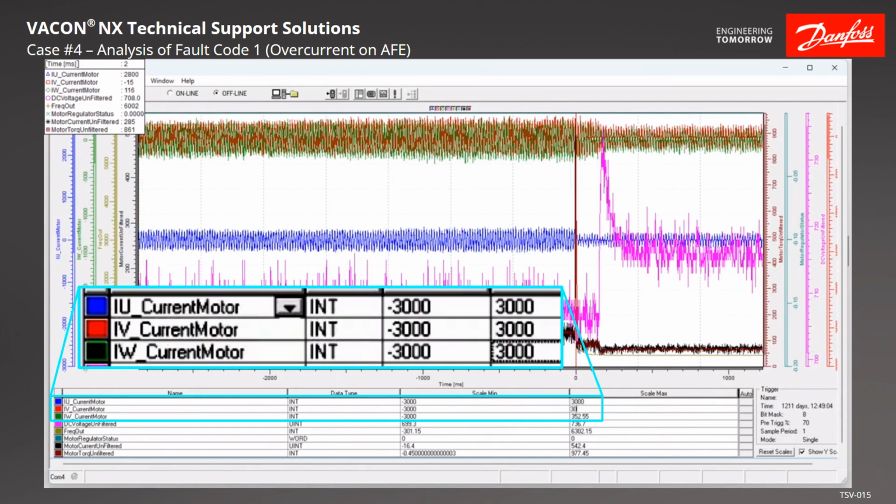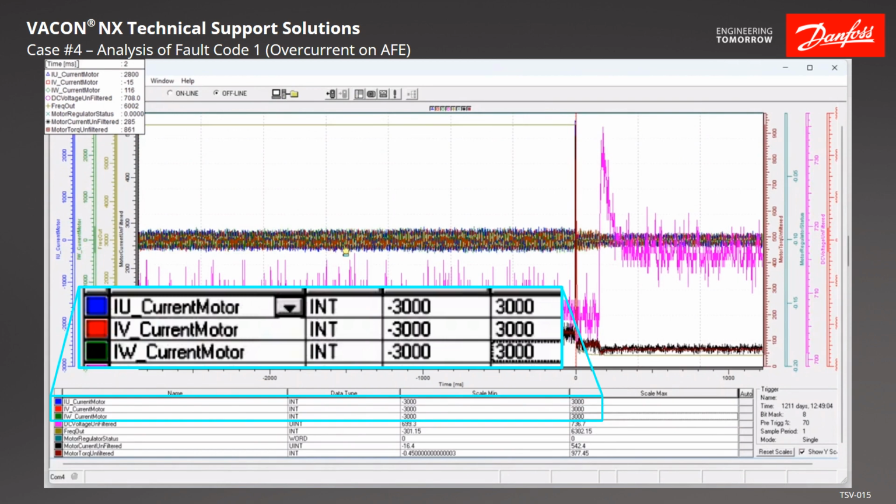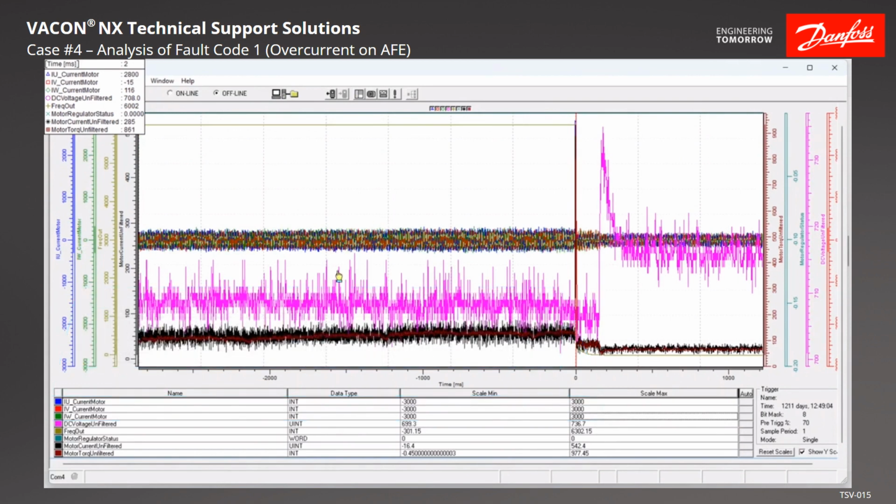3000, 3000. So that rescaled all of our currents so that it doesn't look nearly as much of a mess, and it puts them all on the same scale so that visually we can see that.